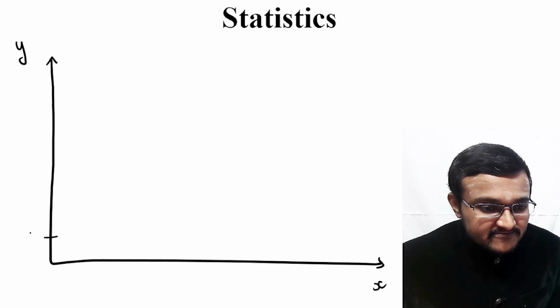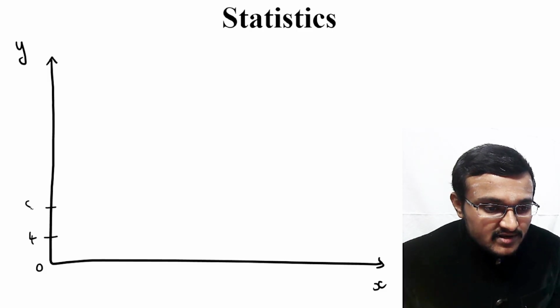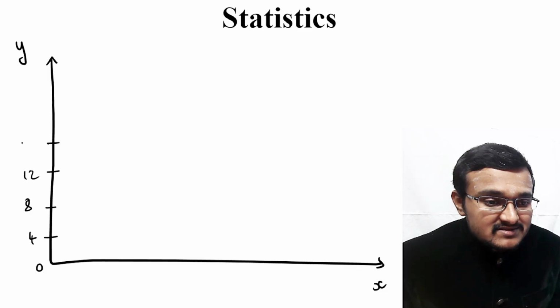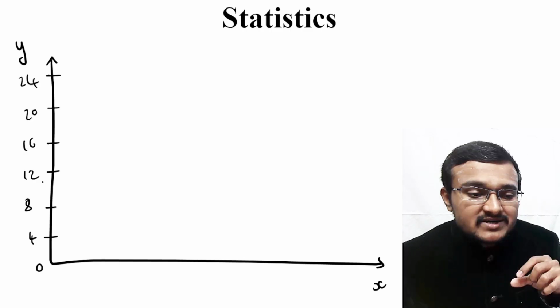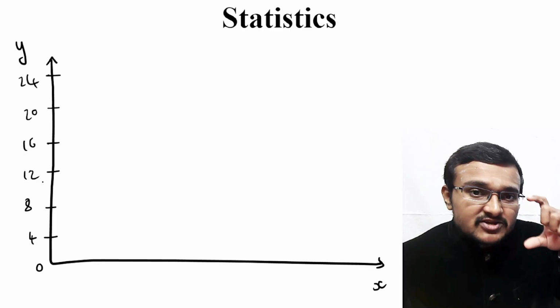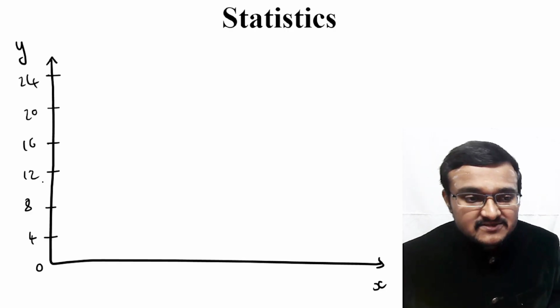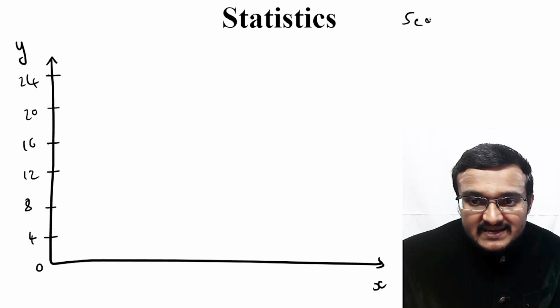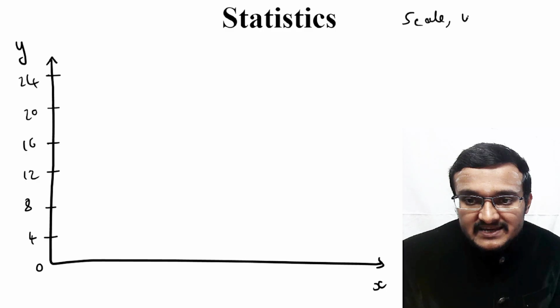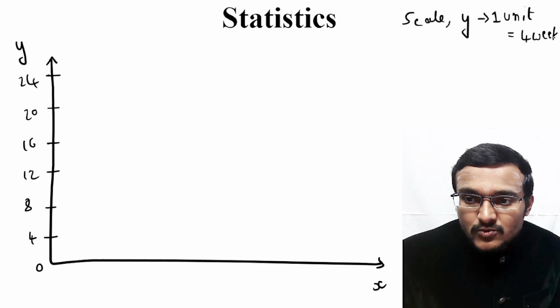So you have to take the range on the y-axis in such a way that both 2 and 20 are included. So I will start from 0, then 4, 8, 12, 16, 20, 24. So it will take 4 weeks per unit on the y-axis. So the scale for the y-axis is 1 unit is equal to 4 weeks.